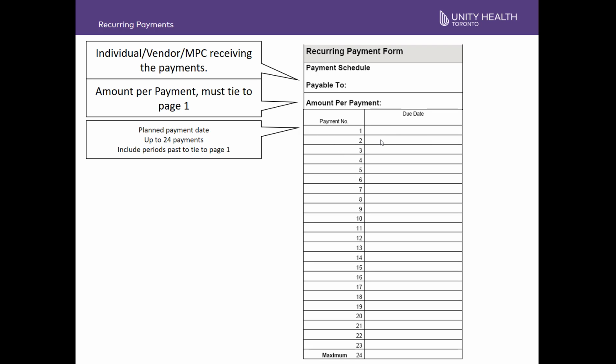Next, you can mention the planned payment dates. You can mention up to 24 payments. Include periods that have passed to tie to page 1. So for example, if the award began in April, but the form is actually completed in June, you want to make sure you enter April in this table.